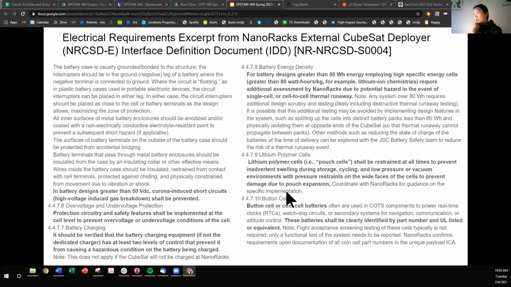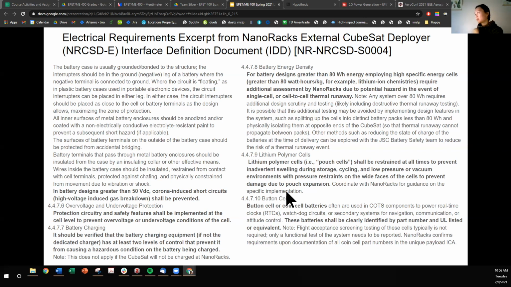For battery energy density, for battery designs greater than 80 watt-hours, energy employing high specific energy cells require additional assessment by NanoRacks due to potential hazard in the event of single cell or cell-to-cell thermal runaway. Thermal runaway kind of insinuates something like an explosion happening or a battery fire happening. So NanoRacks wants to make sure it's not going to happen.